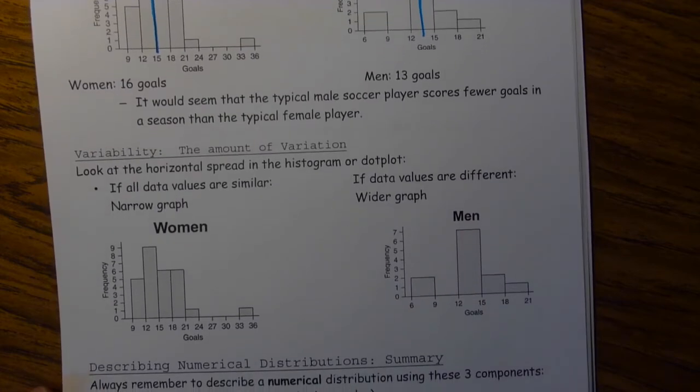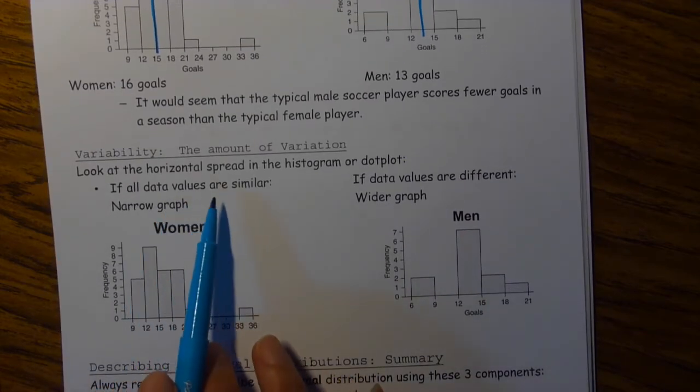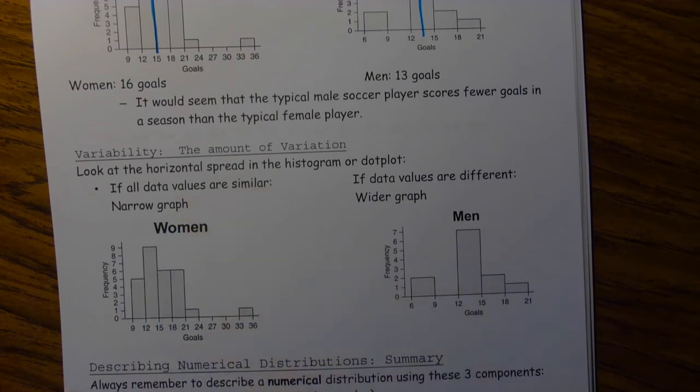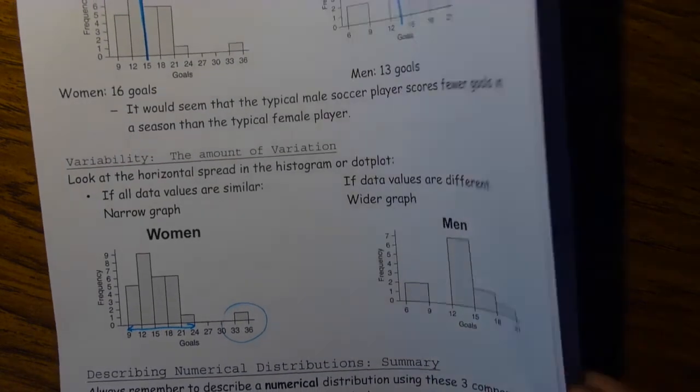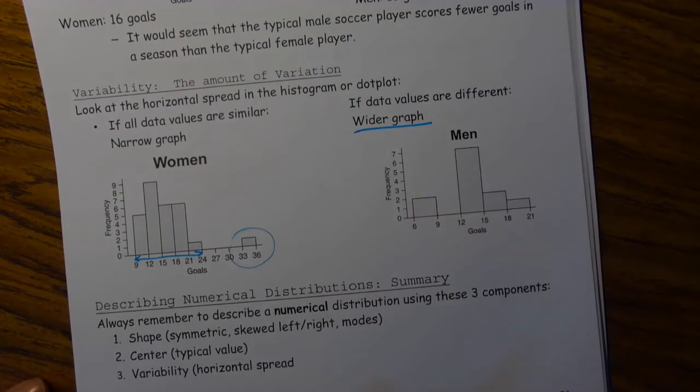Variability, the amount of variation. That's the horizontal spread. If all data values are similar, we have a narrow graph. If data values are different, we have a wider graph. So for the women, we're narrow for most of it, 9 to 24, right? We look narrow with this outlier over here. The men's graph looks a little bit wider, right? Of course, part of this is due to the way the histogram is, but this is a wider graph.